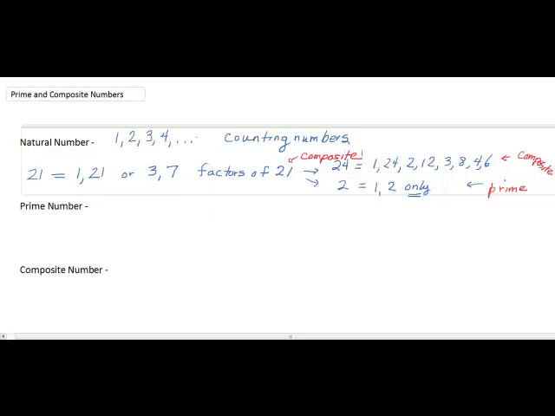Now there are some exceptions, and one of the exceptions is the number 1. The number 1, we don't consider that to be either prime or composite. So we say 1 is neither prime nor composite.